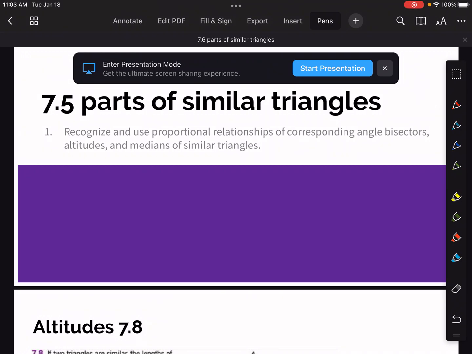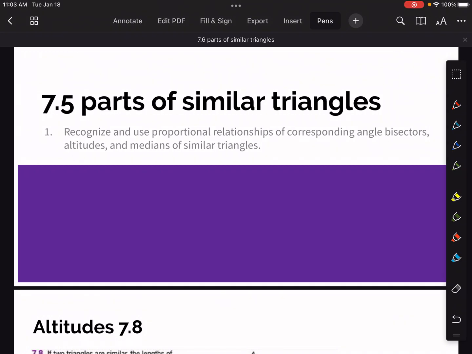7.5. We're going to look at parts of similar triangles today. So the only objective we've got here for today is to recognize and use proportional relationships of corresponding angle bisectors, altitudes, and medians of similar triangles. So I'm going to remind you guys what all those words mean, and then we're going to talk about those theorems, and then we're just going to use them.